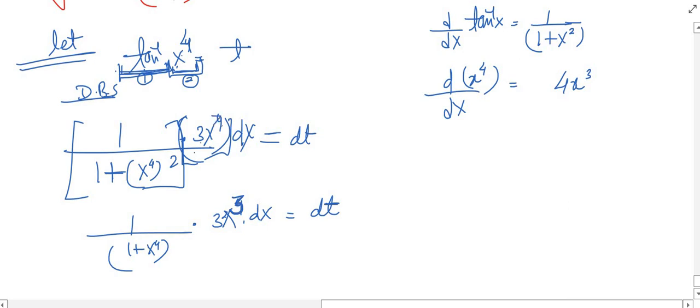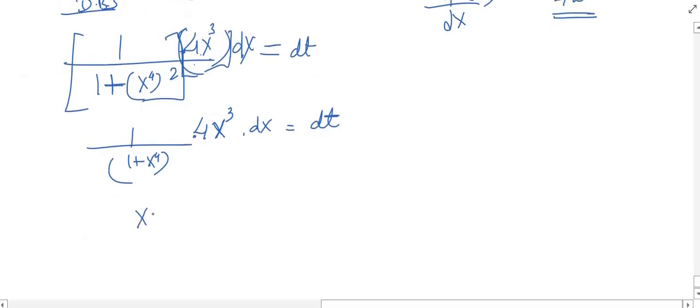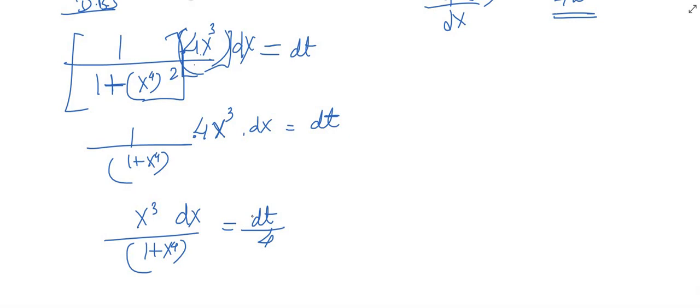The derivative of second part is, I am sorry guys, this was x raised to power 4. So derivative of x raised to power 4 is 4x cube. So 4x cube. Let me write 4x cube. ठीक है? We can write it like this, x cube by 1 plus x raised to power 4 dx is equal to dt by 4. Can we write it like this? Dt by 4. This seems to be a difficult question, but it is not at all.